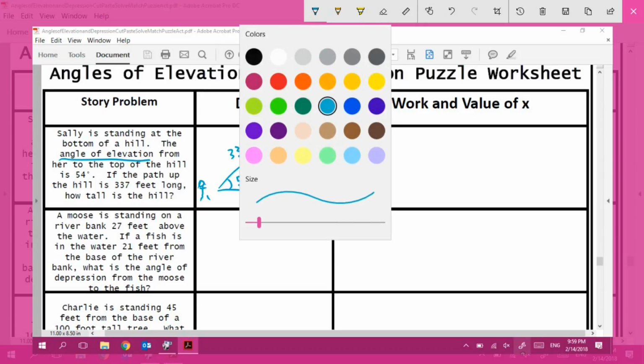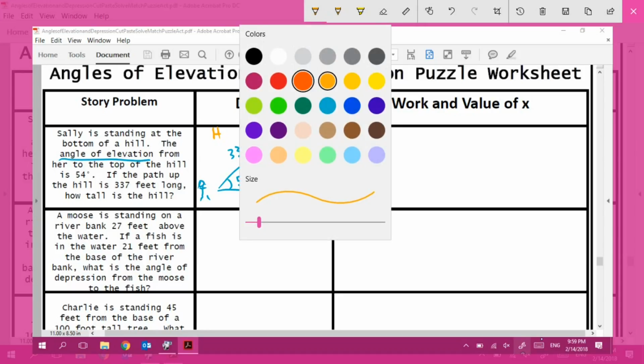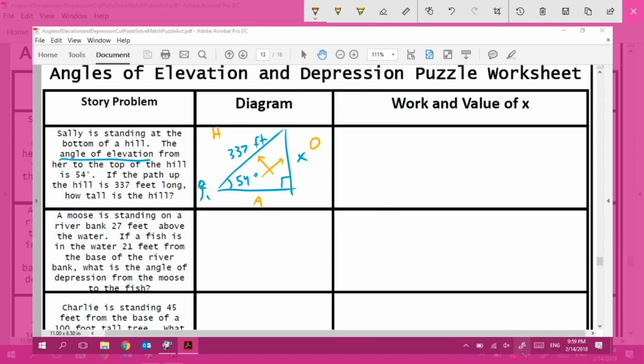So let's label the hypotenuse, the opposite side, and the adjacent side. Hypotenuse is across from 90 degrees. Opposite side is across from my degree, so that's the x. And adjacent side is this side that's left over. So now we just need to see which side we're dealing with.